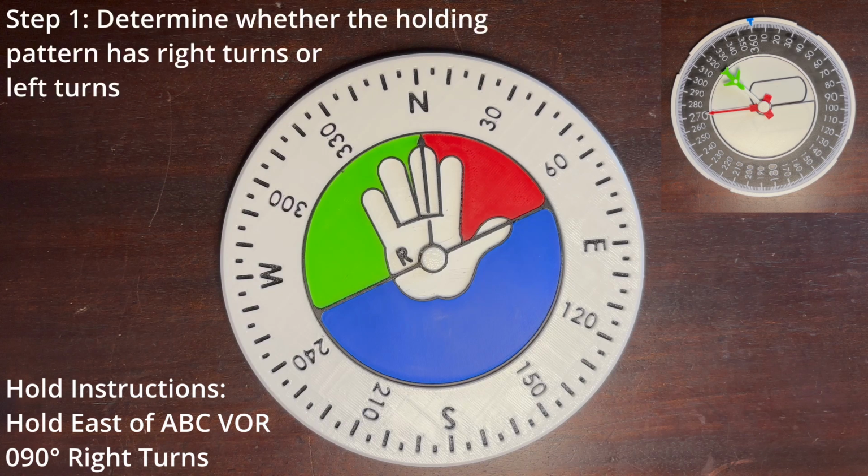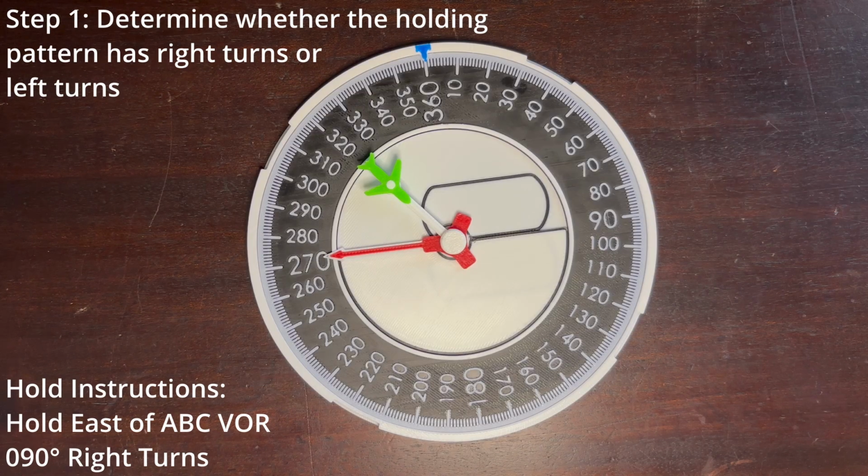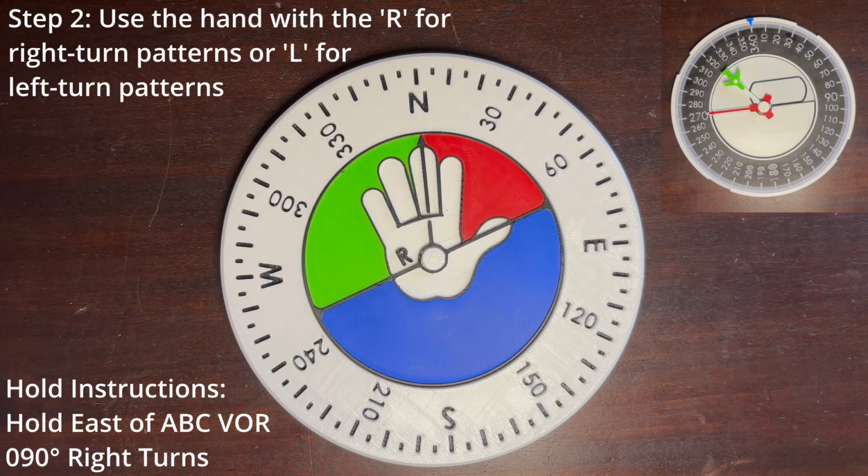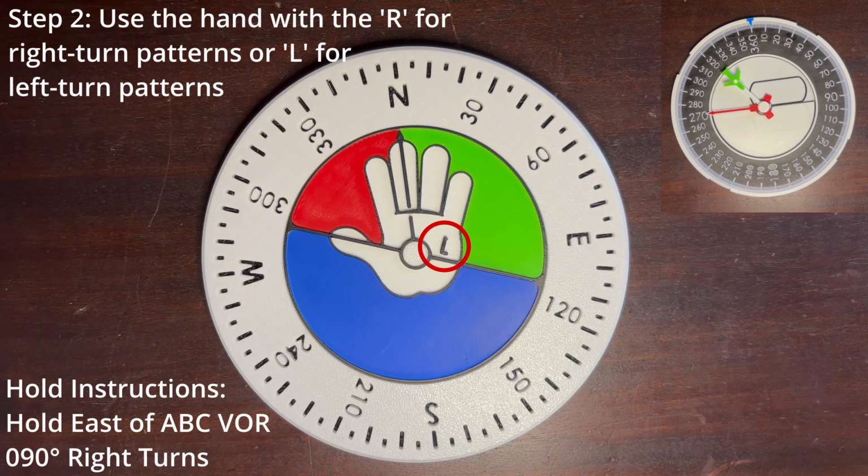Step 1. Determine whether the holding pattern is right turns or left turns. This is key to selecting the correct entry method. We know from our holding instructions and Hold Visualizer that this pattern will have right turns. Next, use the hand with R for right turning patterns or L for left turning patterns to set up the device.